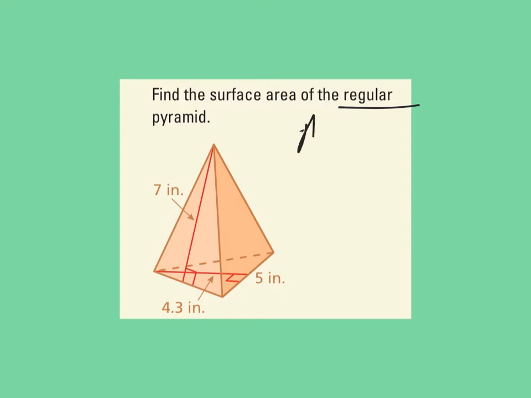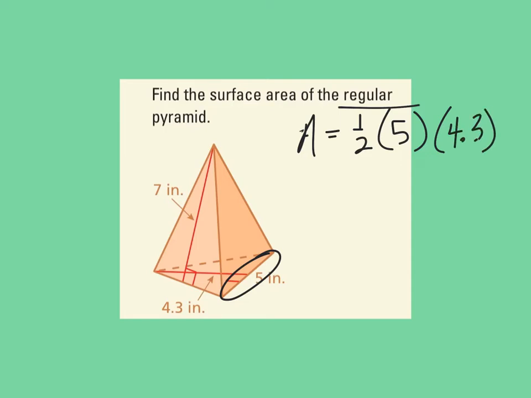The area of our base, that triangular shape at the bottom, is 1/2 times 5. Here's my base of the triangle. Times 4 3/10. That's that height of the triangle that's being labeled on there. When I multiply that out, I get 10 75/100 inches squared.